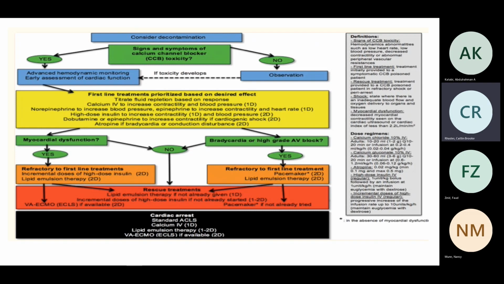If with all these measures the patient is still hypotensive, then you can do what we call incremental doses of insulin, going up to 10 units per kg per hour. If this fails, you can try the lipid emulsion therapy. If this fails, then you have to refer for ECMO. If just bradycardia, then you do a pacemaker if needed, lipid therapy. And if this fails, again, you have to send him for ECMO.